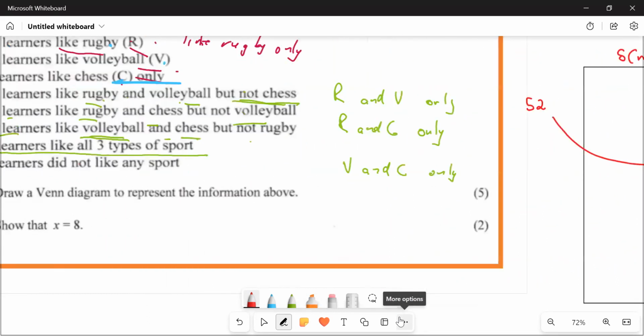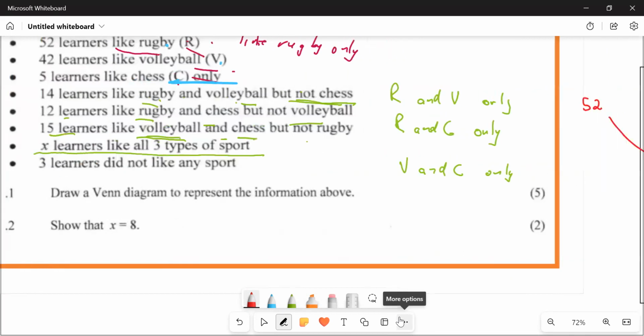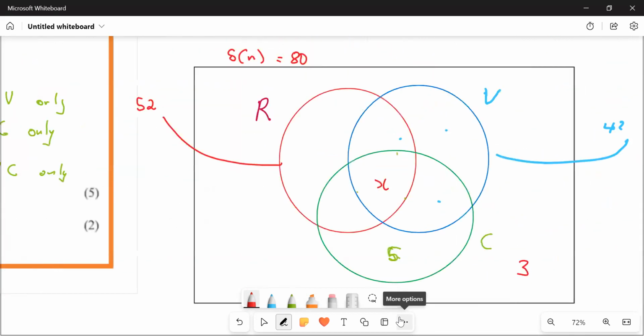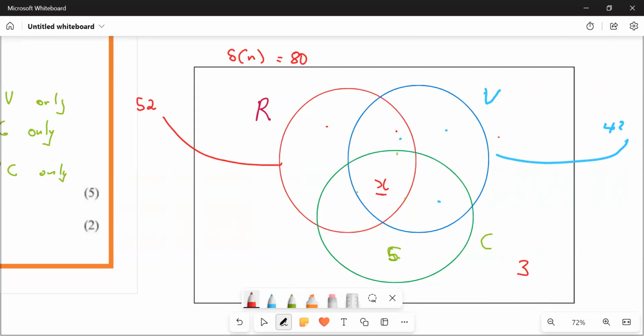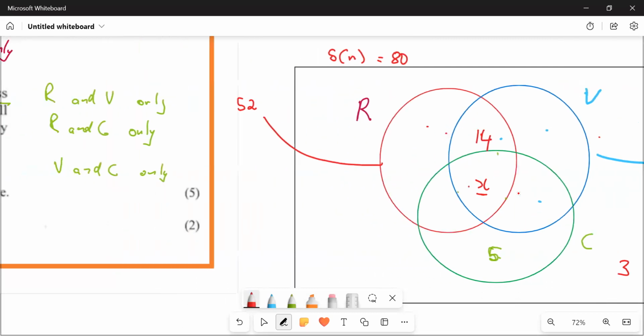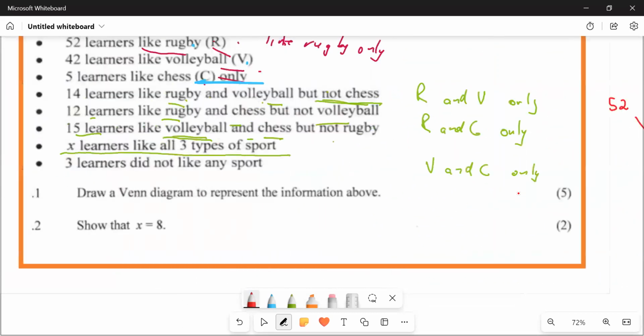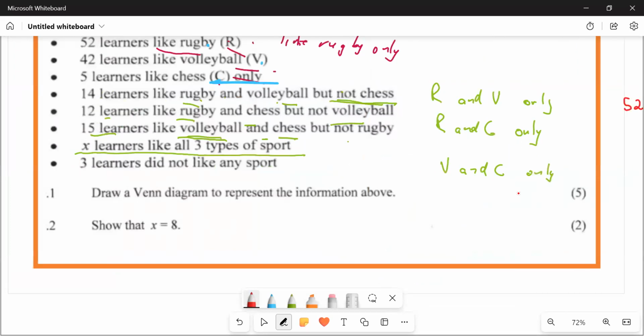If we put in the rest, they said 14 learners like rugby and volleyball. So we have rugby and volleyball. Now, if they just said rugby and volleyball, they didn't say rugby and volleyball only, we would say we've already counted some of them here, so we're going to subtract X, the X that we've already counted. But because they said rugby and volleyball only, we'll put the 14 here. Is it 14? Rugby and volleyball only, it's 14.